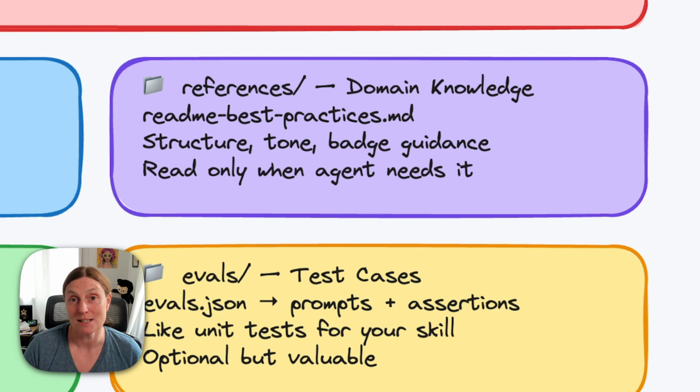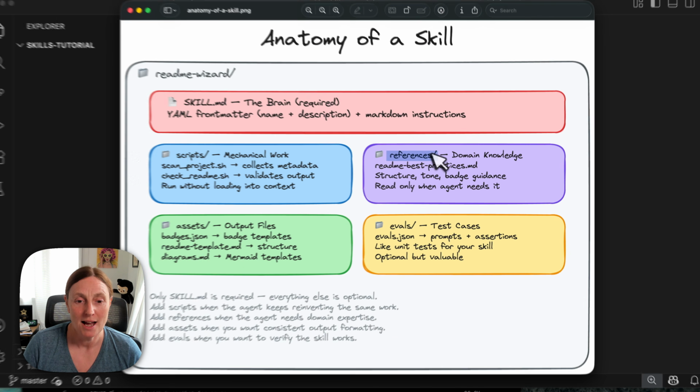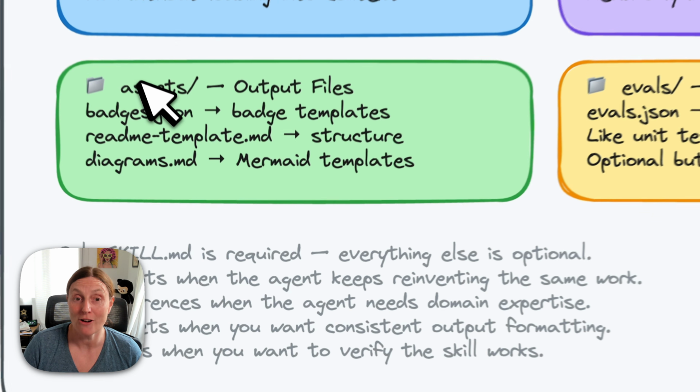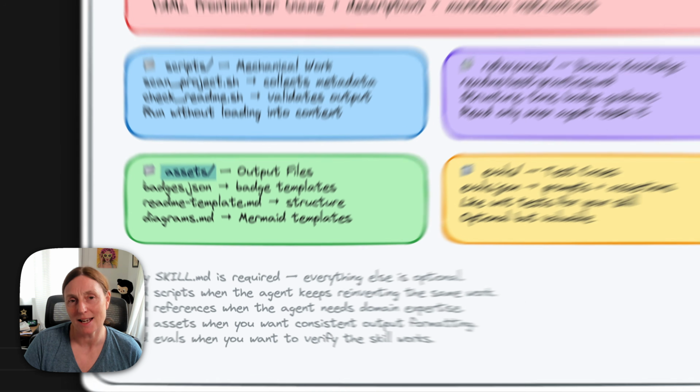Then you've got references. References are domain knowledge. So things like the best practices, some structure, some tone. It only reads them when the agent actually needs them, so it can reference that when it comes to a specific thing. And then you've got assets. These are like your output files. So you could have badges, like a JSON file with some badges in it, a README template, some diagrams. And I'll show you that in the actual skill I've built. But just so you know, these can all be added in there as well.